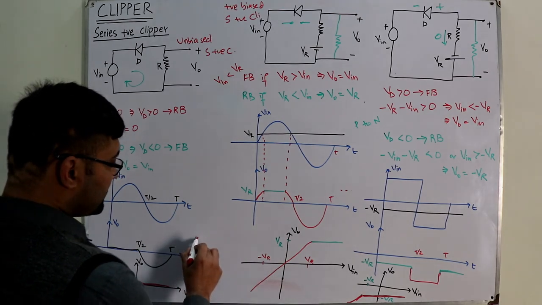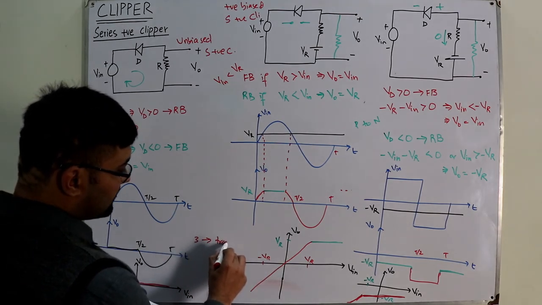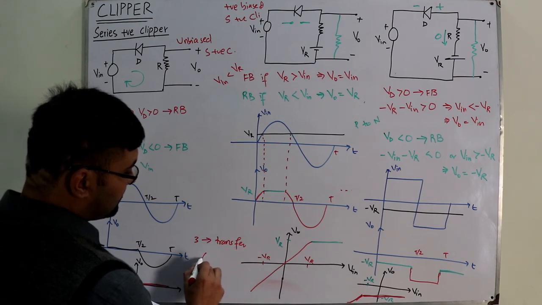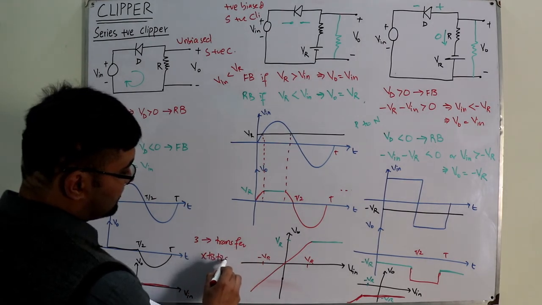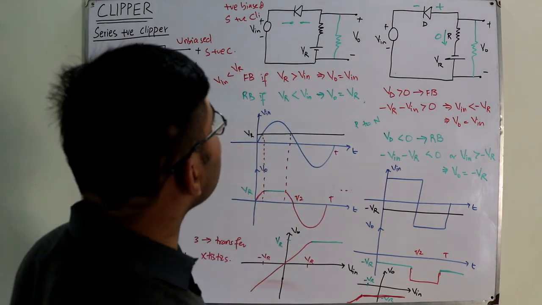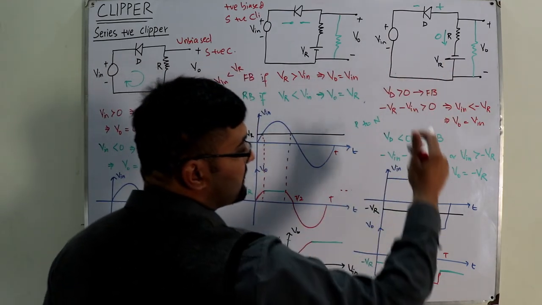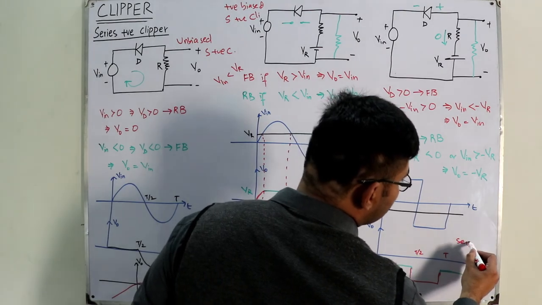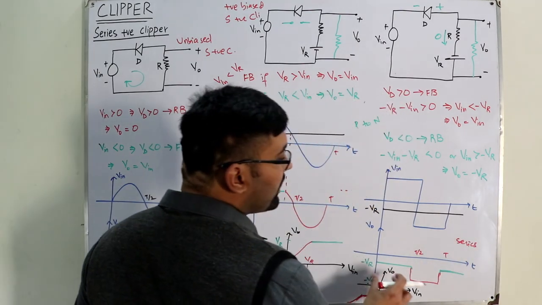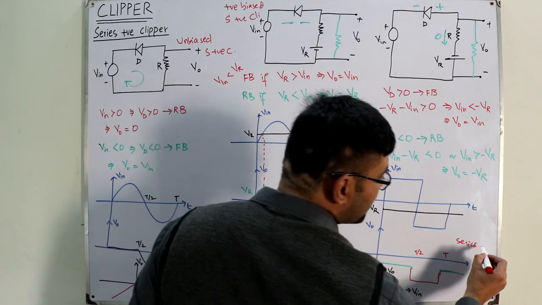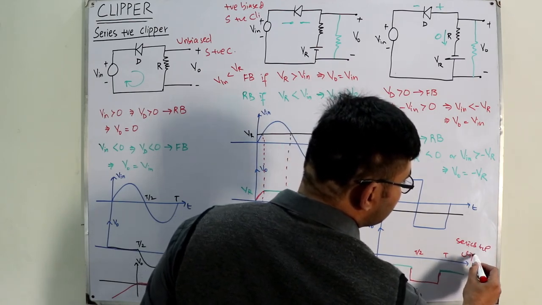This third graph is for the transfer characteristics. And let us name the circuit. Of course this is a series clipper. Why? Because the diode is in series with this. So this is a series clipper, and this is a positive clipper because the positive portion has been clipped.